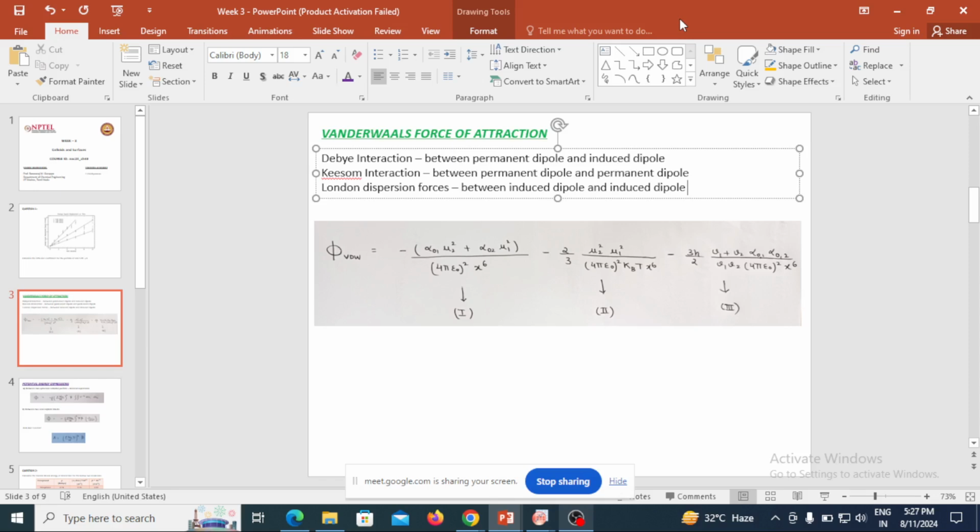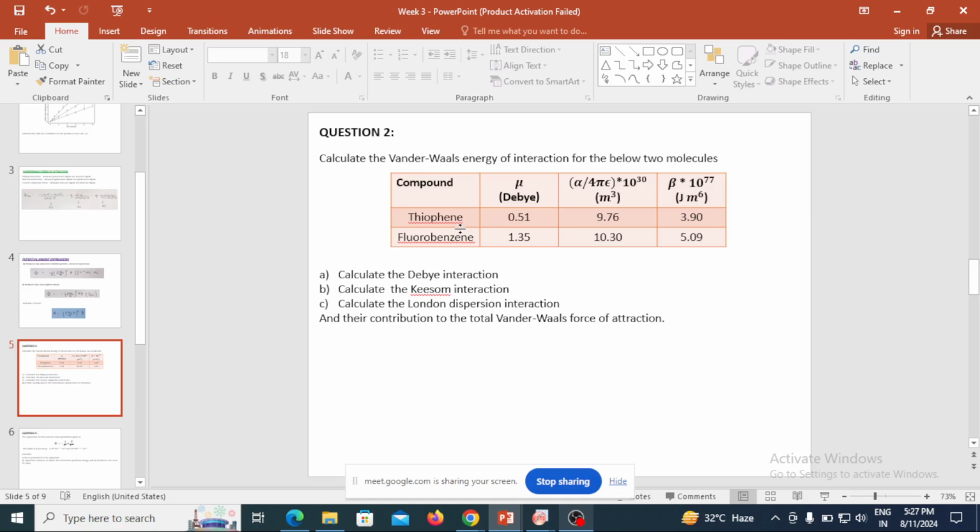And then if you see the chart where there are different types of compounds, for example in this question number 2, you have thiophene and fluorobenzene, right? So apart from that, in the course also, there is a list of compounds for which we have the percentage of Debye interaction, keystone interactions, and then the London dispersion forces. So how much each type of interaction contributes to the van der Waals forces of interaction, that chart is given in the lecture.